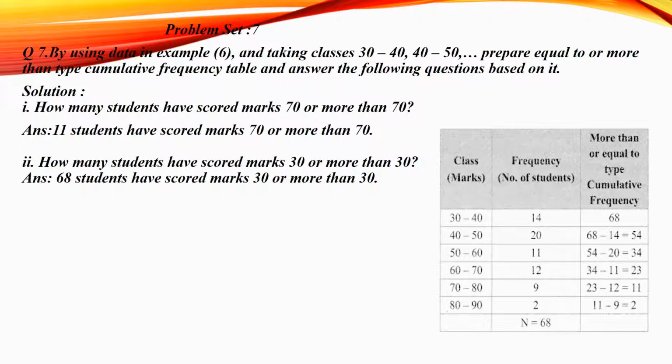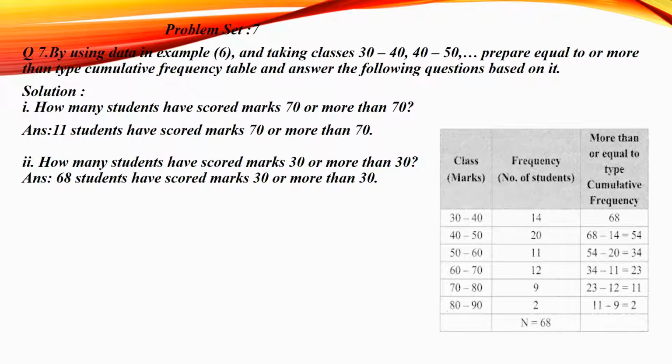that is 30 to 40. Then 68 minus 14 will be 54. 54 minus 20 will be 34. 34 minus 11 will be 23. 23 minus 12 will be 11. And 11 minus 9 will be 2. So the 2, which is the frequency of that class, will be coming here in the cumulative frequency also.